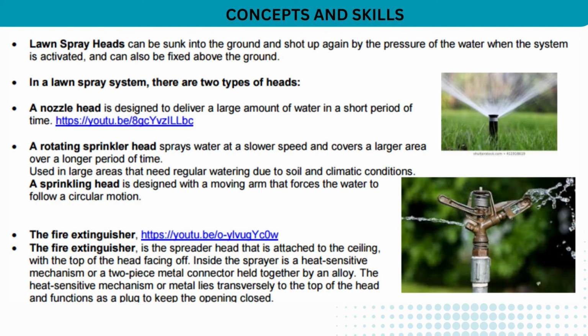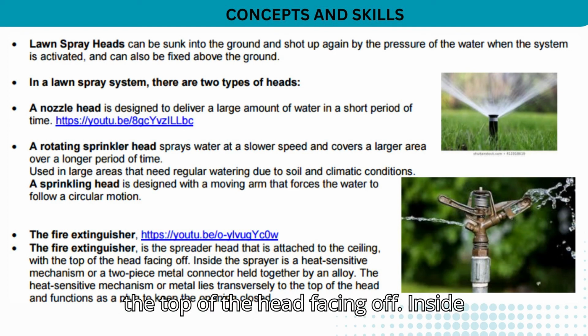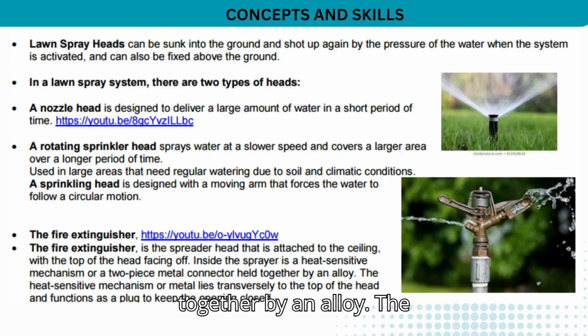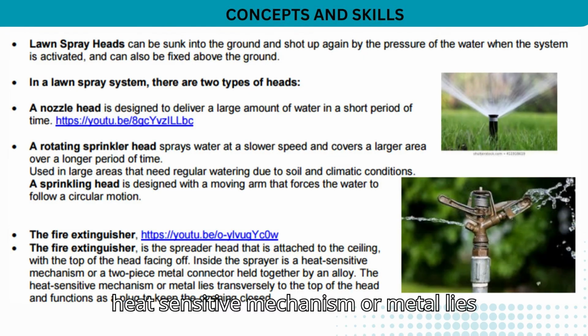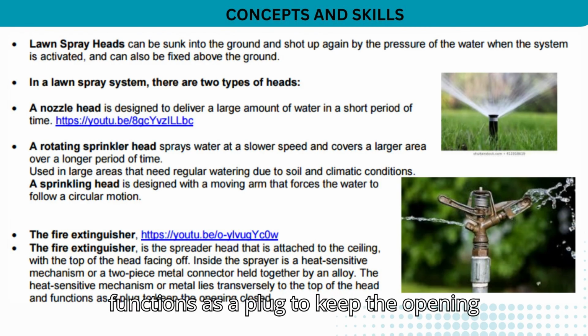The fire extinguisher is the sprinkler head that is attached to the ceiling, with the top of the head facing up. Inside the sprinkler is a heat-sensitive mechanism or a two-piece metal connector held together by an alloy. The heat-sensitive mechanism or metal lies transversely to the top of the head and functions as a plug to keep the opening closed.